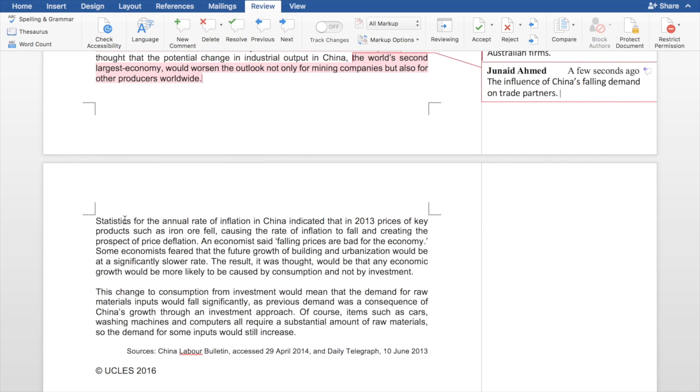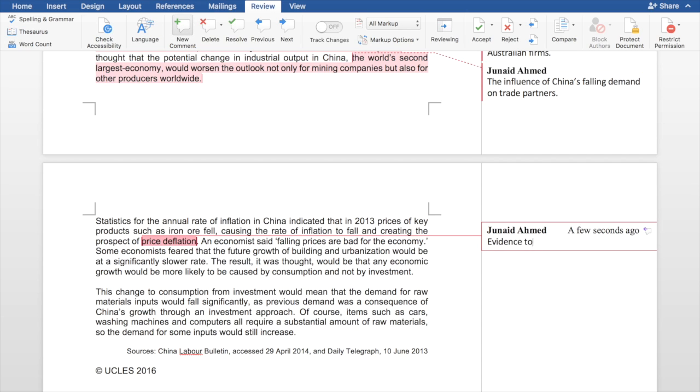Statistics for the annual rate of inflation in China indicated that in 2013, prices of key products such as iron ore fell, causing the rate of inflation to fall and creating the prospect of price deflation. So here we have evidence to discuss falling prices. An economist said that falling prices are bad for the economy.